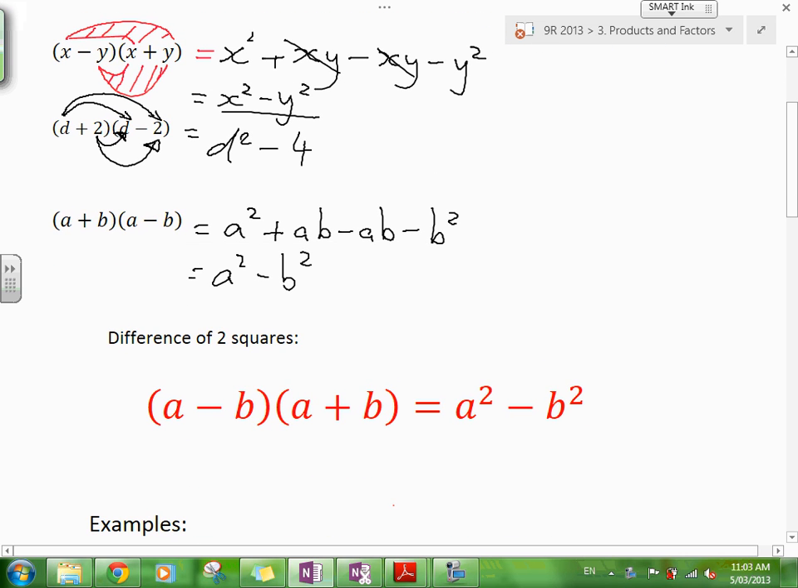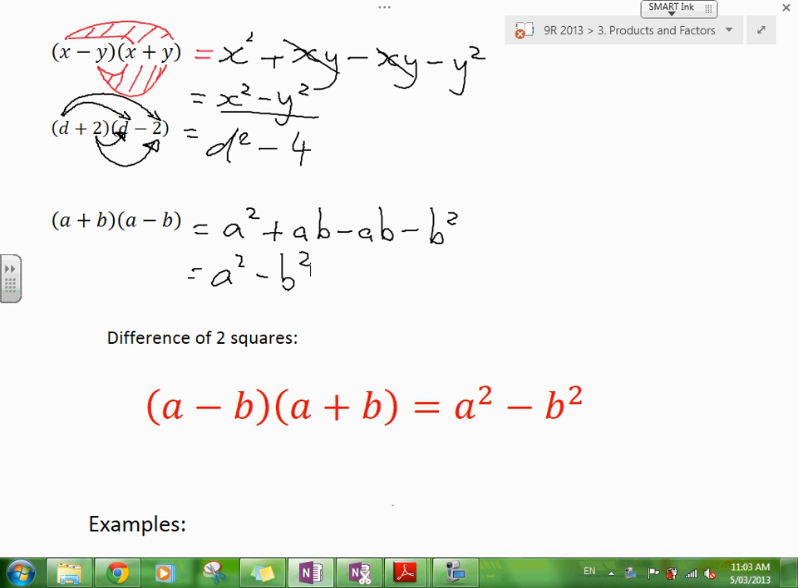Okay, so this is it. The difference of two squares. If you have an expression with two terms, a and b, and a and b can be variables, numbers, or an expression, and it's exactly the same, and you have (a minus b) times (a plus b), you don't have to do the long method of doing the four things. It's simply the first one squared minus the second one squared. (A minus b)(a plus b) is a squared minus b squared.